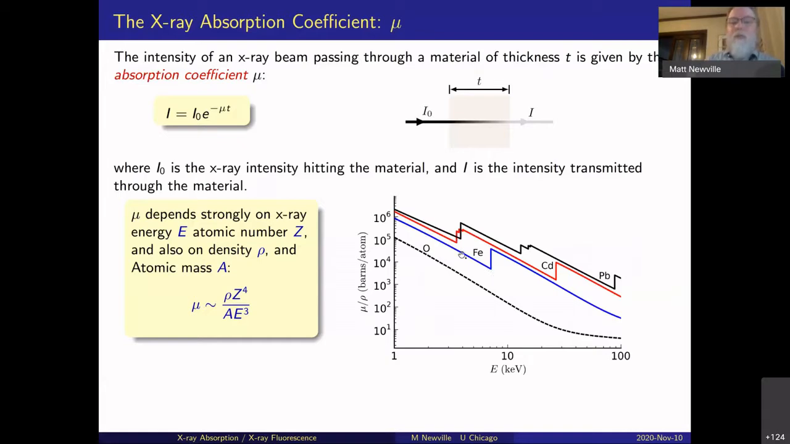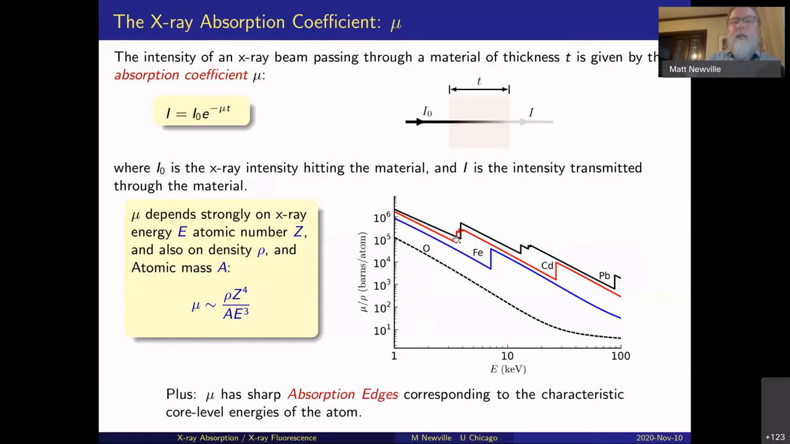But what we're interested in with XAFS is these sharp jumps in the X-ray absorption coefficient that happen at discrete energies. Those are the core-level electron binding energies. And when you go across one of those, the absorption jumps dramatically because now that new electron level can participate in the absorption.